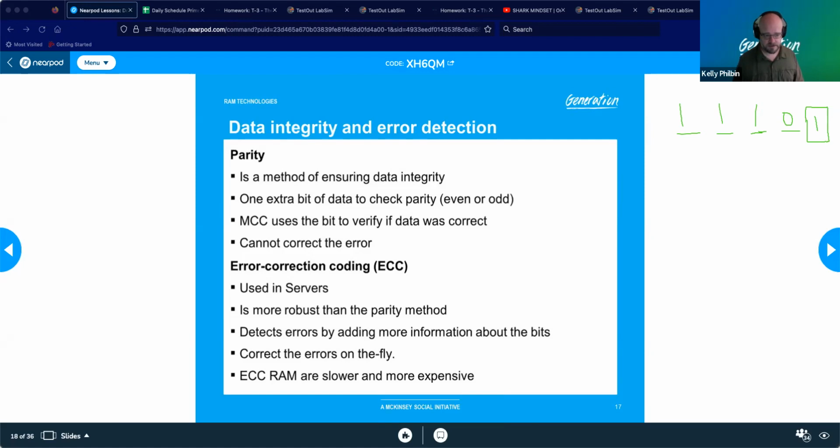Does that make sense, Q? Yeah, I just understand that concept. I just don't get what the parity bit thing is.